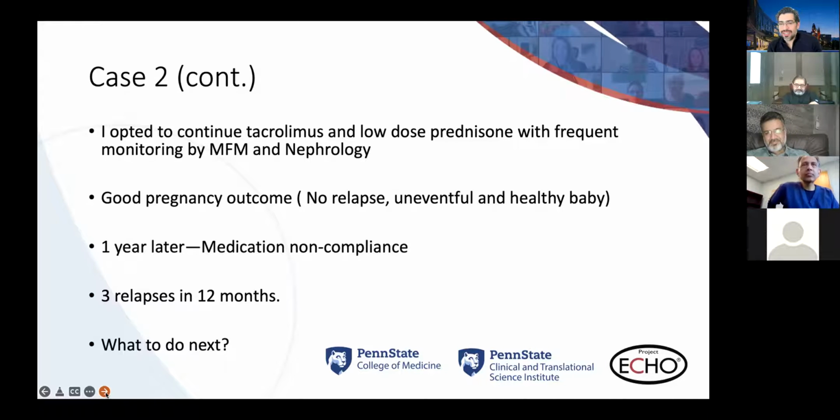So somebody's having medication non-compliance. So this is a fit case to give her rituximab at this point and be done with it. Yes, so exactly that's what we did. Anybody else would have done rituximab?